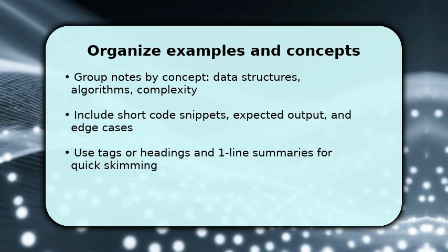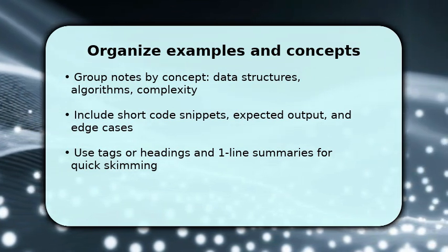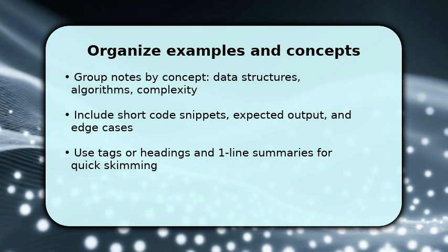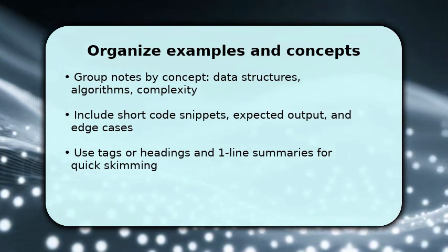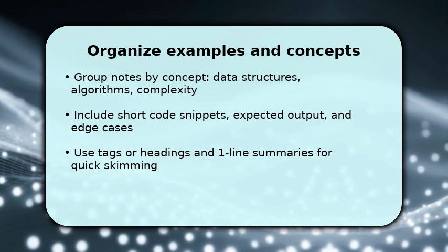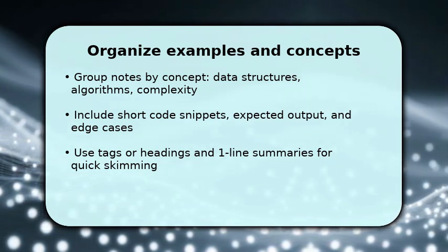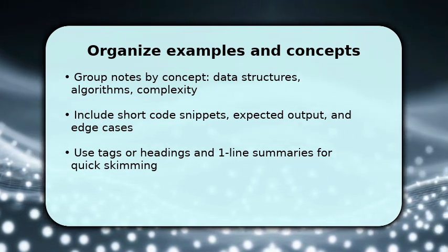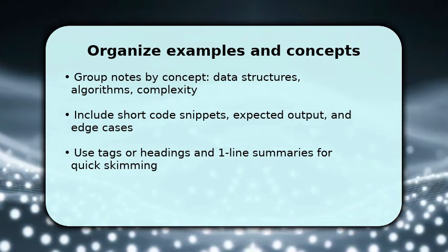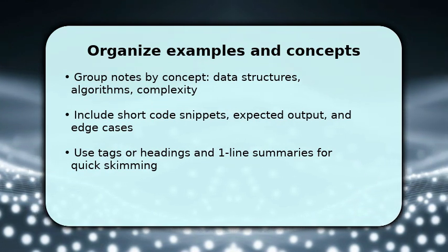You add a short code snippet and show expected output plus at least one edge case because examples make abstract ideas concrete. Once you tag or label each block, write a one-line summary that captures the core idea. This makes future searching much faster. Make sure to include time or space complexity in a compact form so comparisons are immediate when revisiting.